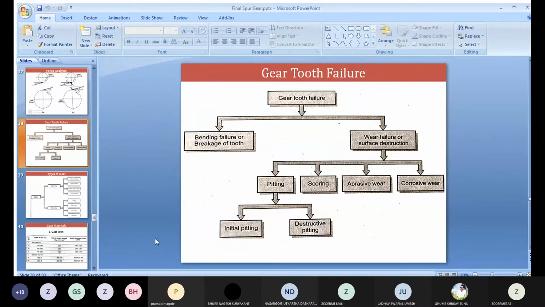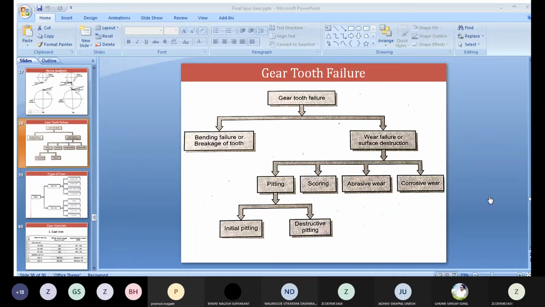Let's check the second point. Due to continuous load, there might be chances of formation of cracks, and hence the gear tooth breaks away. Correct. So it can break.